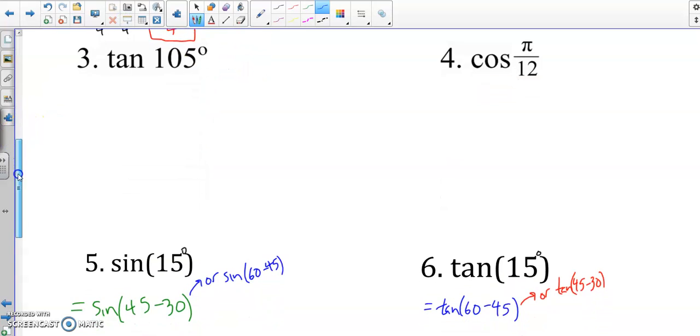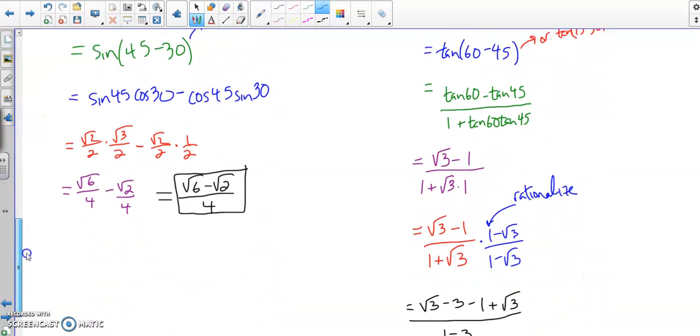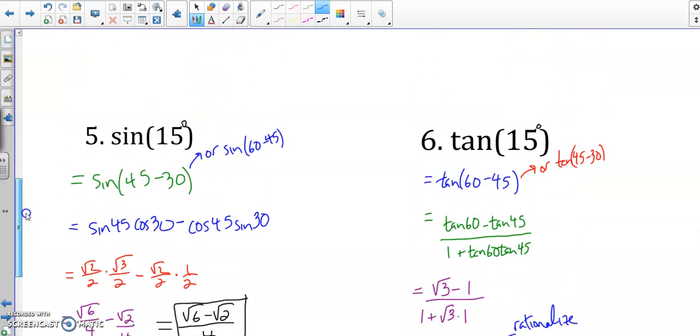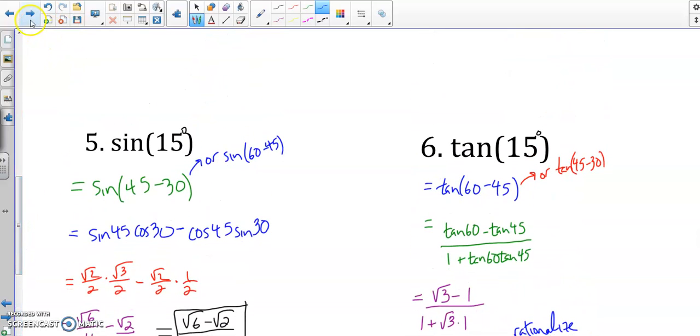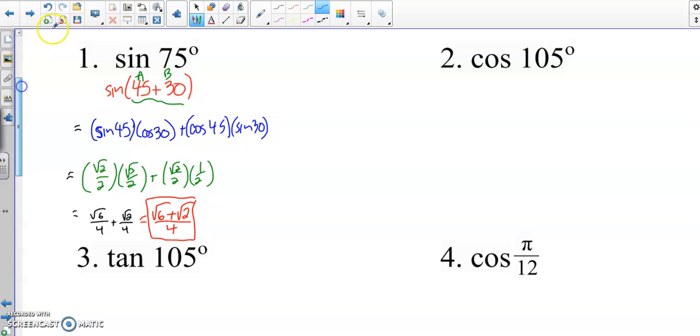There's a lot here. When you get down to number 6, you will have to rationalize a denominator. So when you get to those, check those notes out. You may need to pop into a Zoom meeting or send me an email on this stuff, but it's pretty straightforward. We just need to figure out what angles we can use to find those values. Next page.